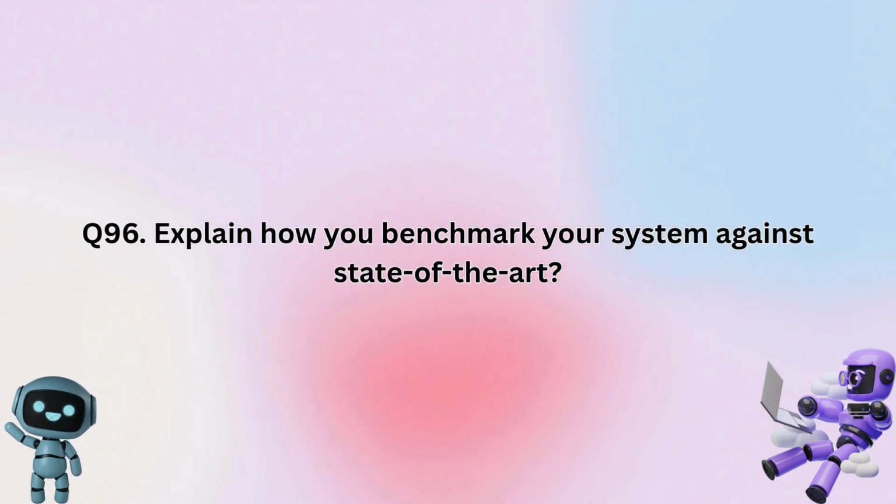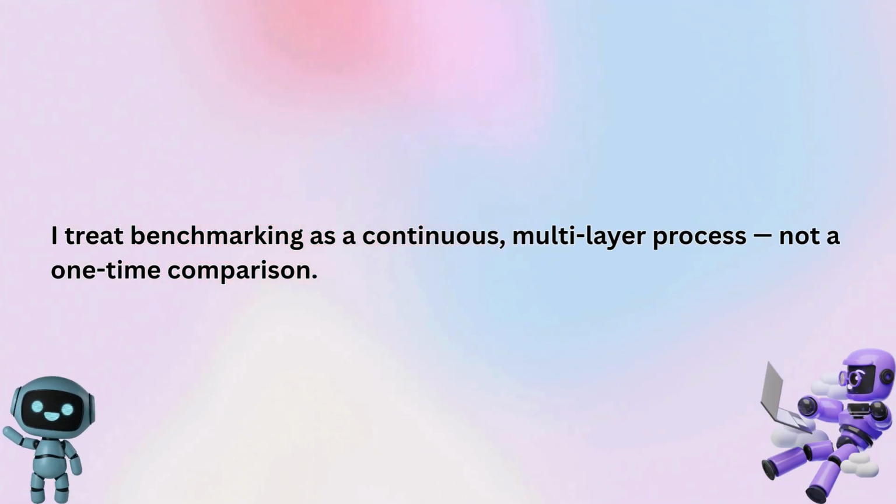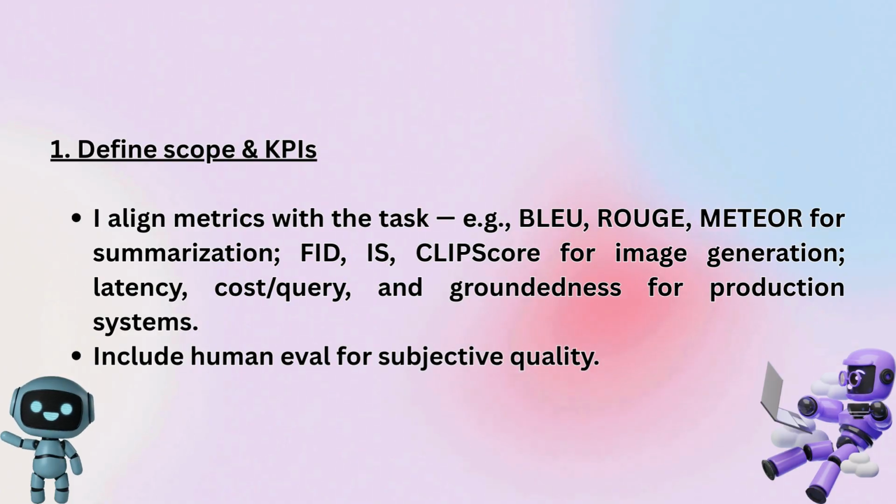Explain how you benchmark your system against state-of-the-art. I treat benchmarking as a continuous multi-layer process, not a one-time comparison. 1. Define scope and KPIs. I align metrics with the task. Examples are BLEU, ROUGE, METEOR for summarization, FID, IS, CLIP score for image generation, latency, cost per query, and groundedness for production systems. Include human eval for subjective quality.